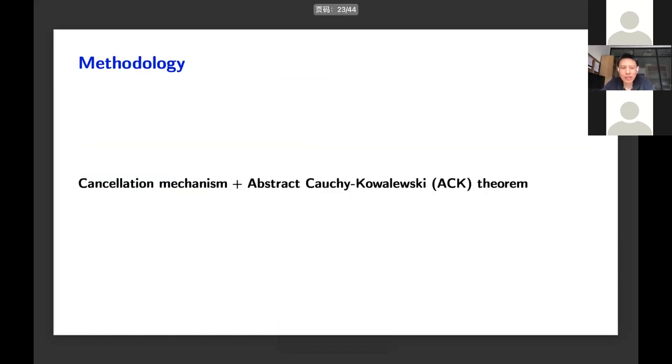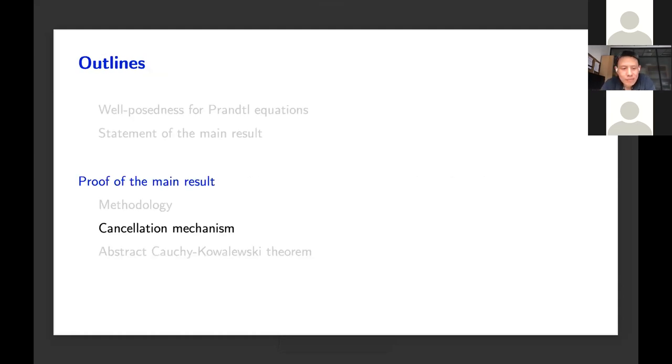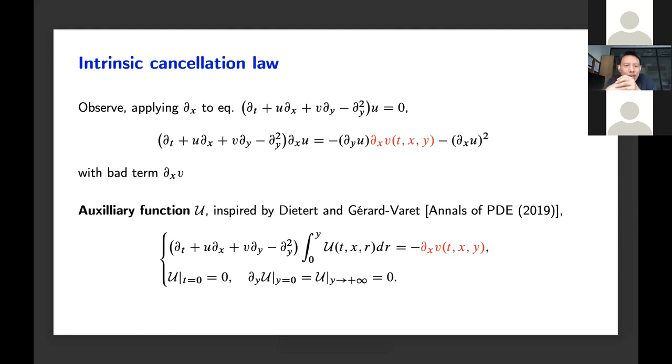So finally I give the methodology. First, this is very simple. It just has two key ingredients: one is the cancellation mechanism, and the other is the abstract Cauchy-Kovalevskaya scale theory. So first, I give the intrinsic cancellation. That means we don't impose any structure assumption on the initial data. Of course, there is also a cancellation law for the monotonic condition. That means if the initial data satisfy some monotonic condition, you also have some cancellation.